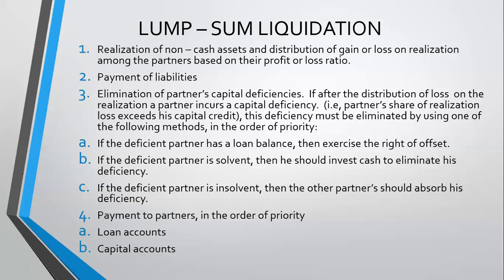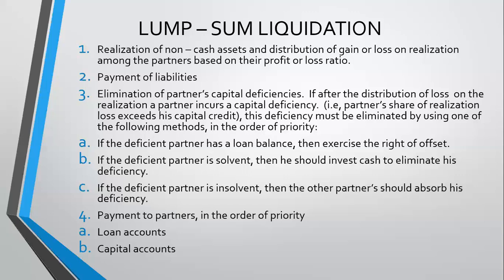And third, if the deficient partner naman is insolvent, ibig sabihin personally, this partner is not capable of investing additional cash to eliminate his capital deficiency, then the other partners should absorb his deficiency. So ganon, yung partner na kasama niya, siya muna yung mag-absorb ng kanyang capital deficiency. Ibig sabihin, this is additional loss actually on the other partners.